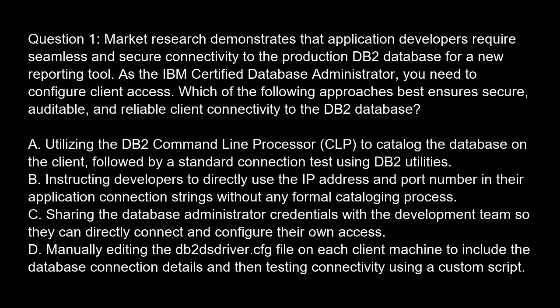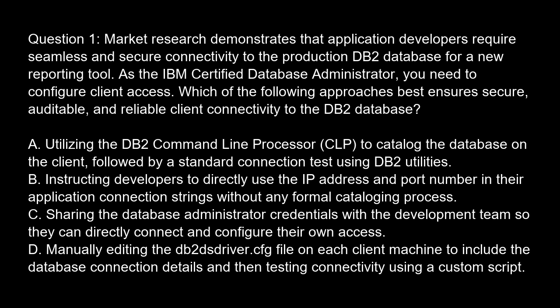Option A. Utilizing the DB2 command line processor, CLP, to catalog the database on the client, followed by a standard connection test using DB2 utilities. Option B. Instructing developers to directly use the IP address and port number in their application connection strings without any formal cataloging process. Option C. Sharing the database administrator credentials with the development team so they can directly connect and configure their own access.